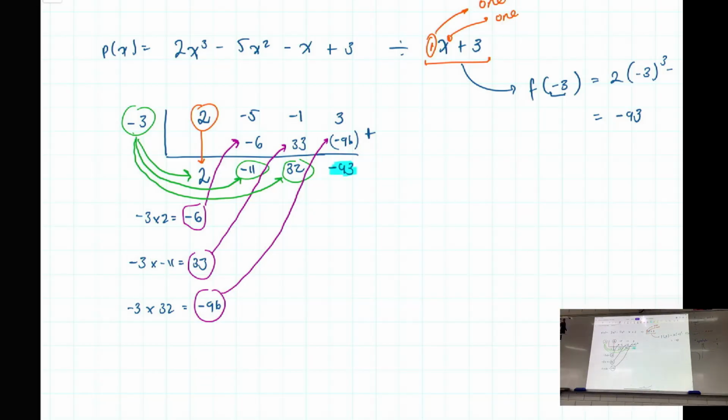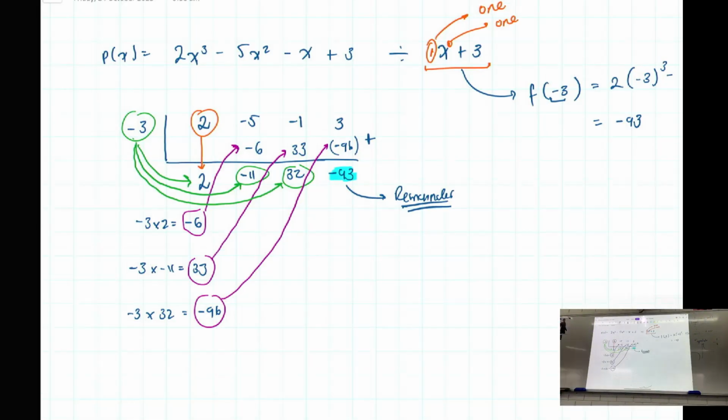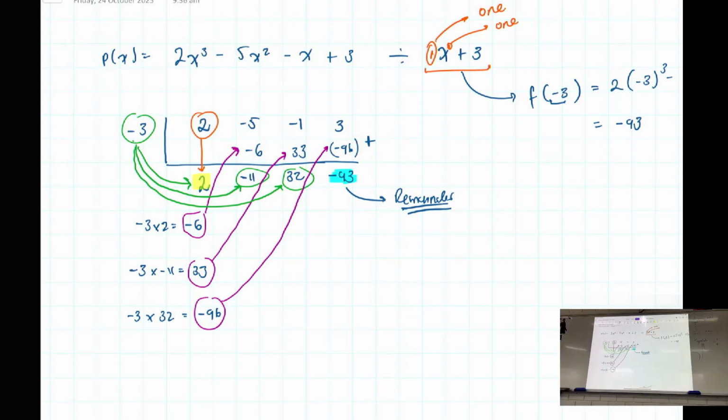and ta-ta, this is my remainder, but this is not the end. I'm getting there. The solution, these values here, is what I'm interested in. So I'm going to highlight that, right? And these ones, guys, the 2, the minus 11, and the 32 are going to be my solution, right?